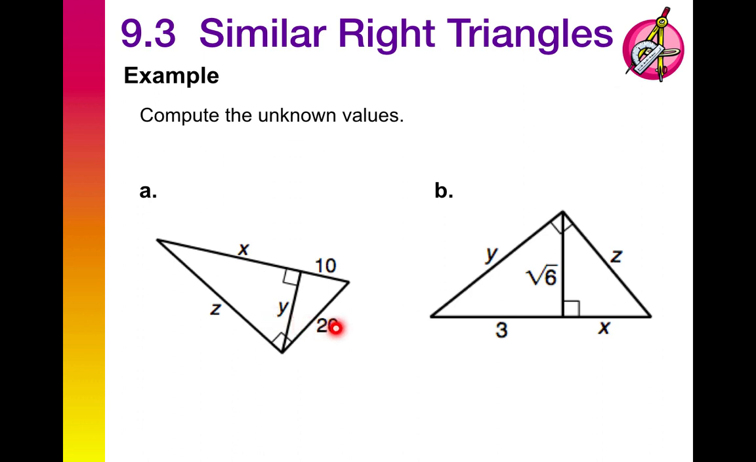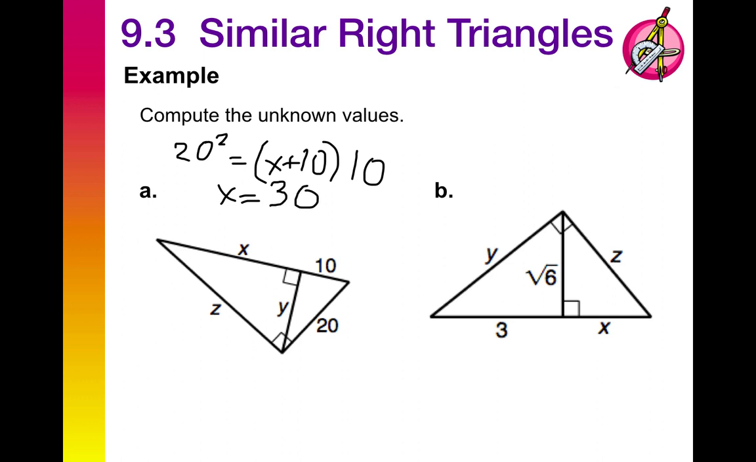So let's look at A here. Y, or x, is part of this side. We can say that this leg, 20, is the geometric mean of this whole side times this little part here. So we can say that 20 squared is equal to x plus 10, that whole side, times 10. And then we can work this out. We'll take 20 squared, that's 400, divide by 10, that's 40, and then subtract 10, and x is equal to 30. So x is 30.